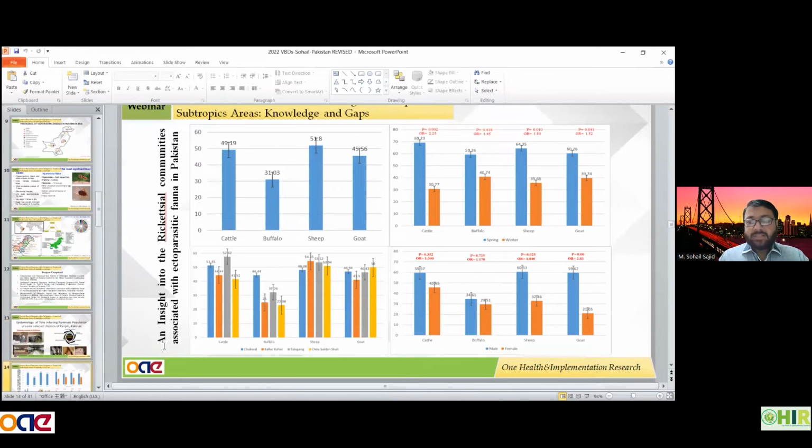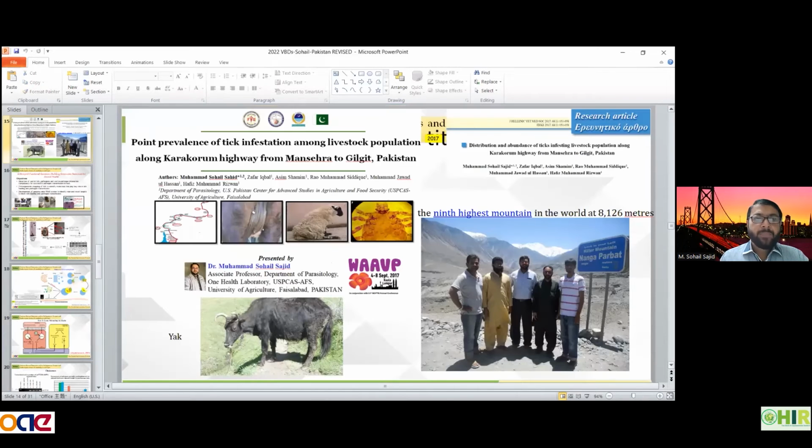Regarding the rickettsials, these graphs show variable numbers, but in a nutshell, the cattle and buffalo, meaning the large ruminants, and the sheep and goat, all of them were found infected with rickettsials when I identified them based on outer surface membrane protein A and B based amplification through PCRs. And this was the study which I published in Malaysia back in 2017.